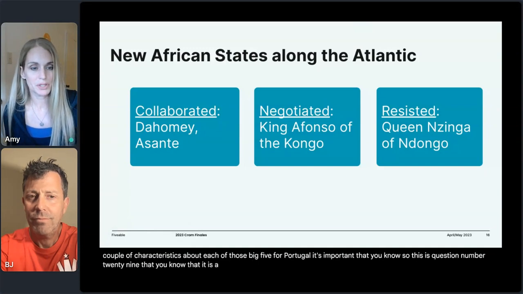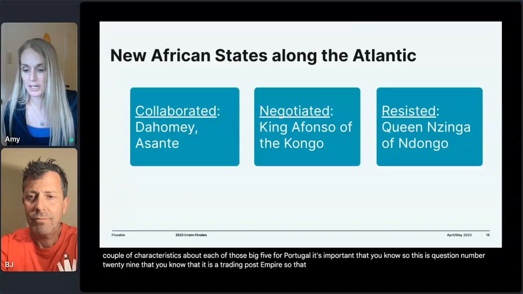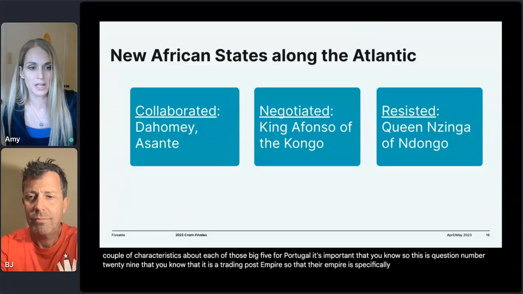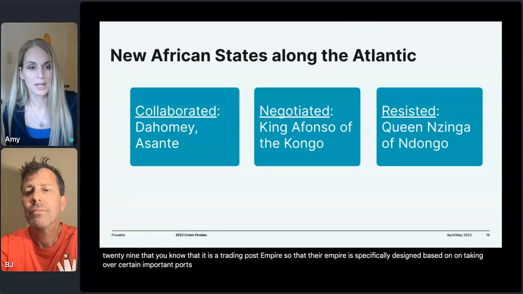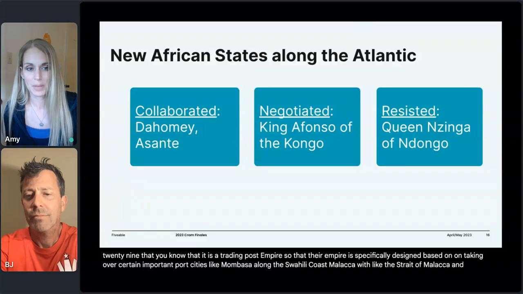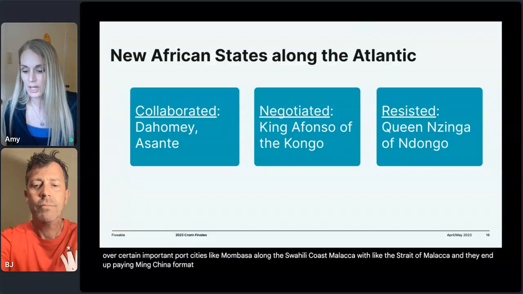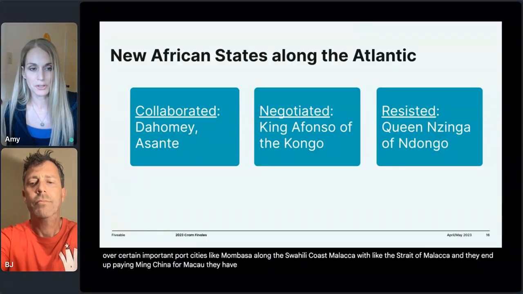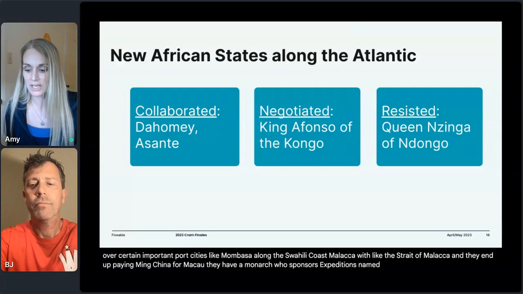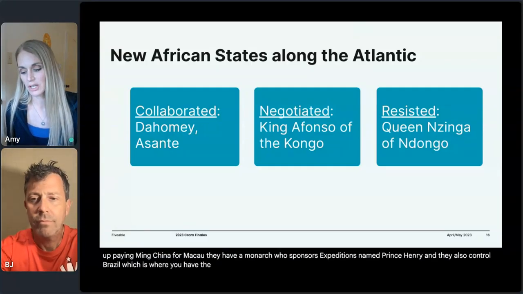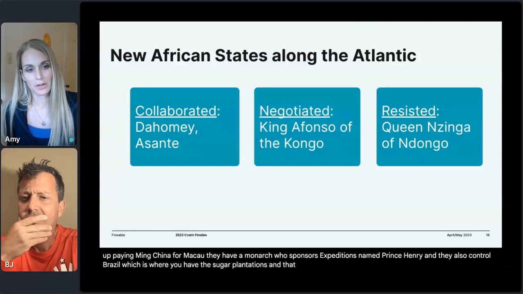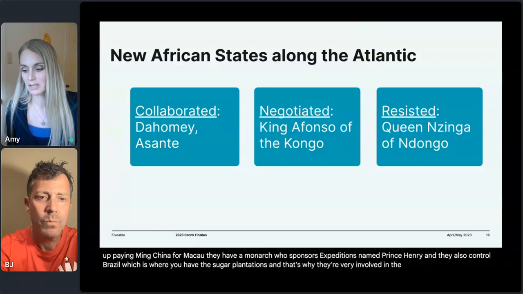For Portugal, it's important that you know, so this is question number 29, that it is a trading post empire, so that their empire is specifically designed based on taking over certain important port cities like Mombasa along the Swahili coast, Malacca with the Strait of Malacca, and they end up paying Ming China for Macau. They have a monarch who sponsors expeditions named Prince Henry, and they also control Brazil, which is where you have the sugar plantations. And that's why they're very involved in the transatlantic slave trade.